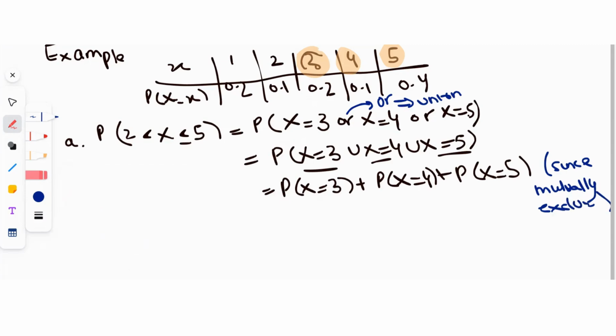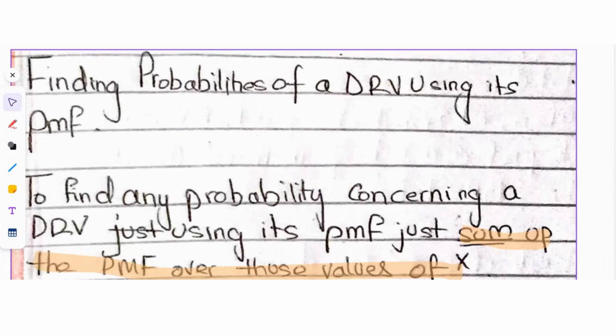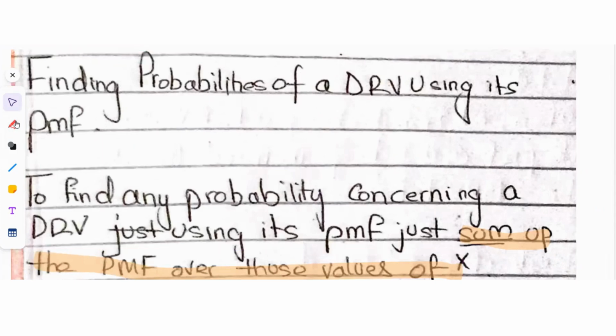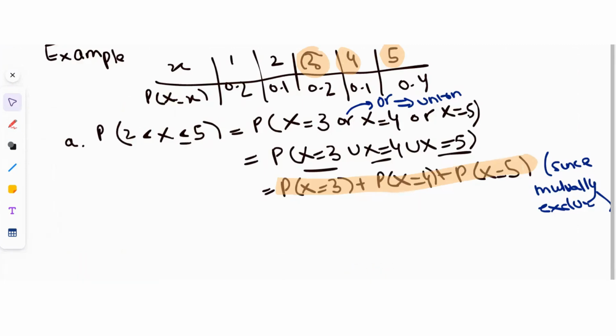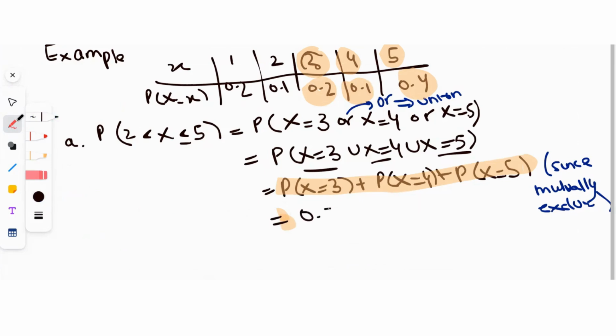Like we talked about, to find any probability concerning a discrete random variable using its PMF, just sum up the PMF over those values of x. That's exactly what we did here. To find the probability that x is greater than 2, less than or equal to 5, which means x is 3 or 4 or 5, we summed up the PMF over those values of x. So this is 0.2 plus 0.1 plus 0.4. So this is 0.7.